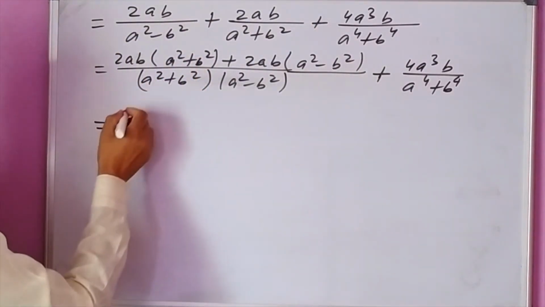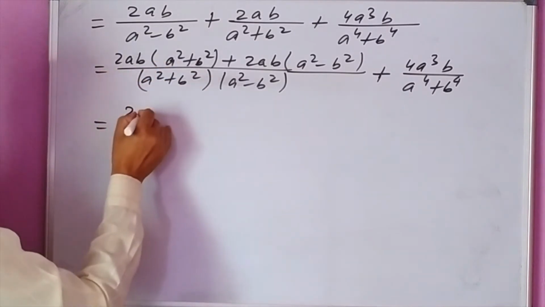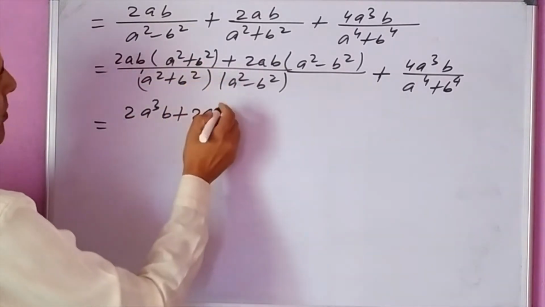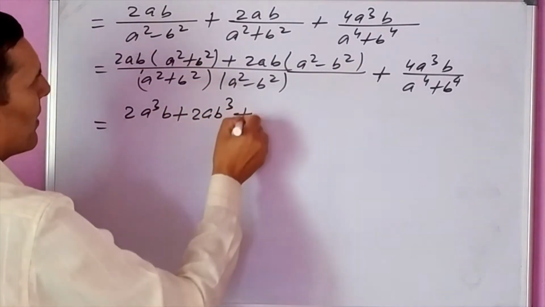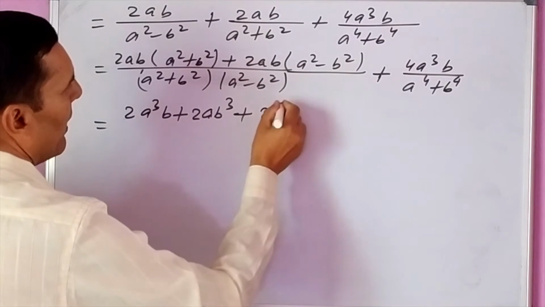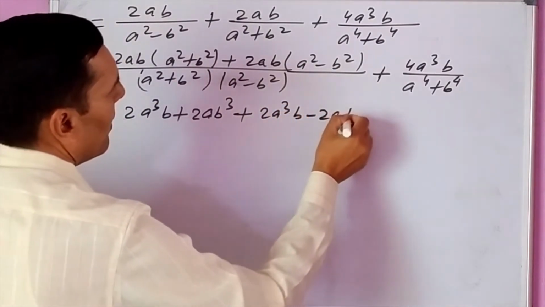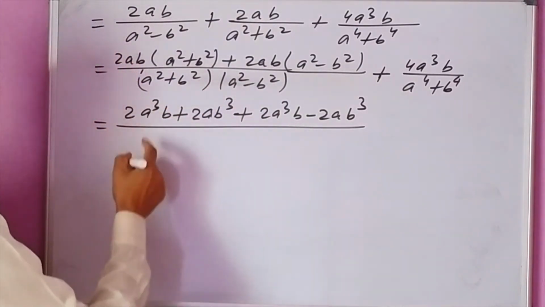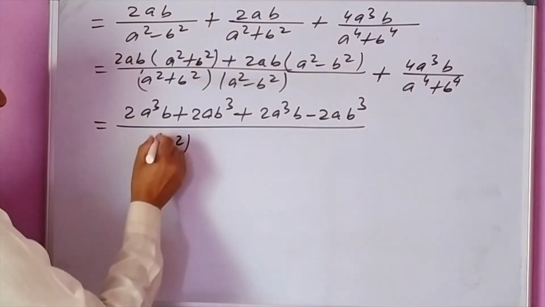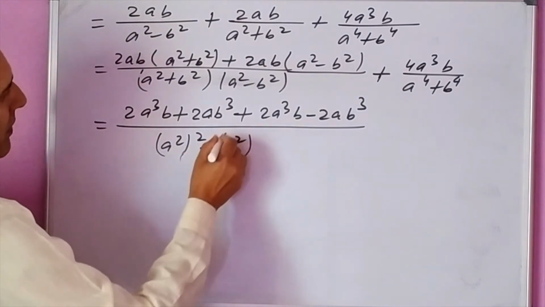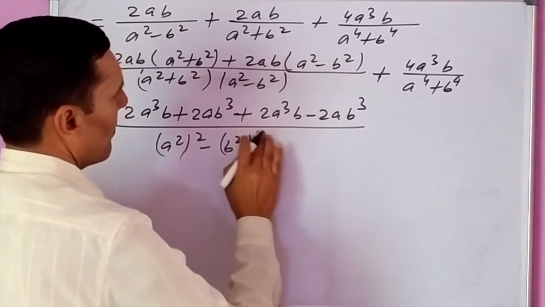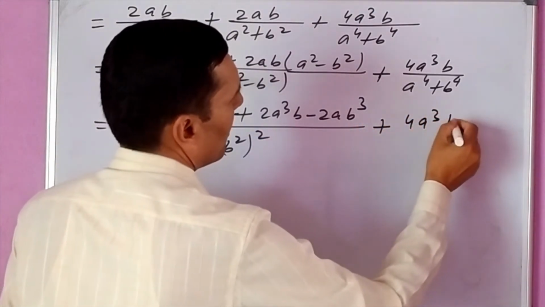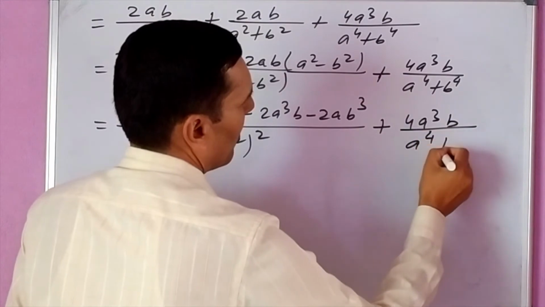We open the bracket. 2a into a square is a cube b, plus 2ab into b square is ab cube, plus here also 2a cube b minus 2ab cube, upon, for this a plus b, a minus b, we can write a square minus b square. The last term as it is, a power 4 plus b power 4.